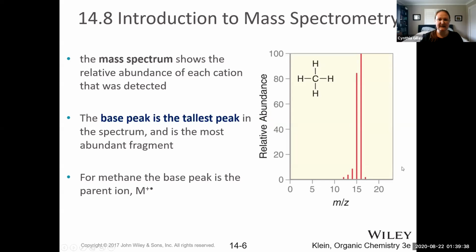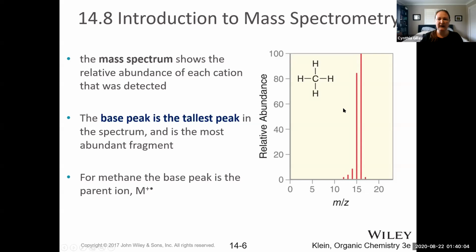Okay, so this is an example of a mass spectrum of methane. We can see that there are a number of peaks here. There's not just one peak, but a number of peaks. So let's analyze that. The first thing we want to take note of is the tallest peak. You can see that the tallest peak here is at a mass to charge of 16. That is actually the molecular ion or the parent ion for methane.